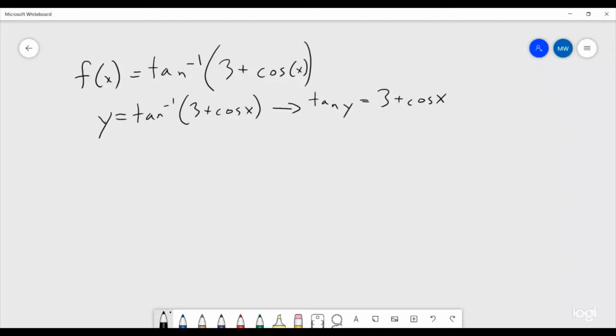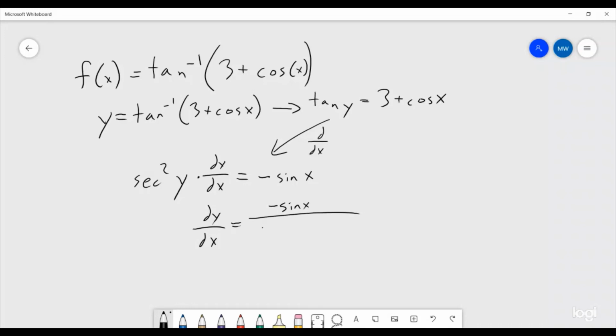So if f of x is inverse tangent of 3 plus cosine of x, then we have tangent of y equals 3 plus cosine of x. Taking the derivative with respect to x of both sides, the derivative of tangent is secant squared. So we have secant squared y times dy dx. That is equal to the derivative of 3 is 0, and the derivative of cosine is negative sine of x. So we got dy dx equals negative sine of x divided by secant squared of y, which is negative sine of x cosine squared of y.